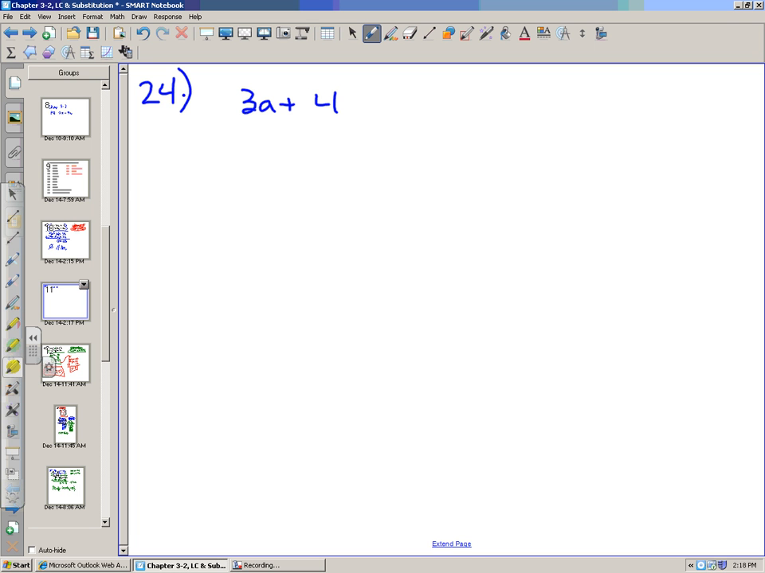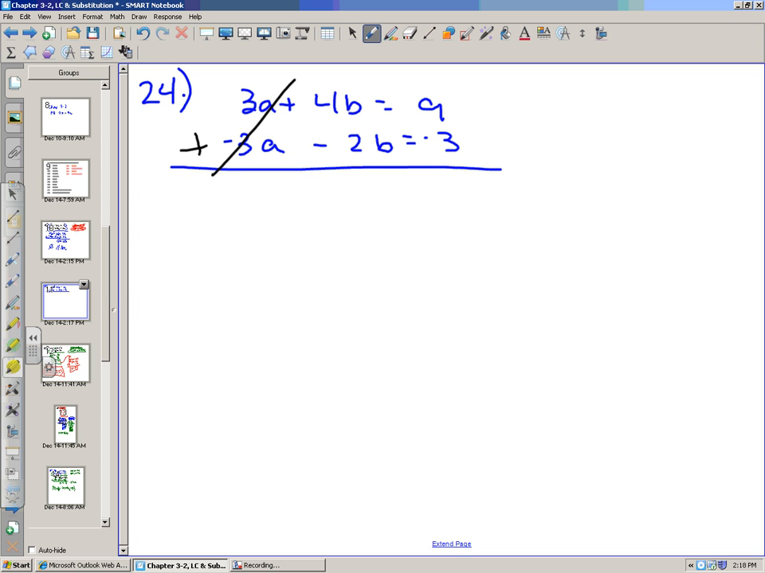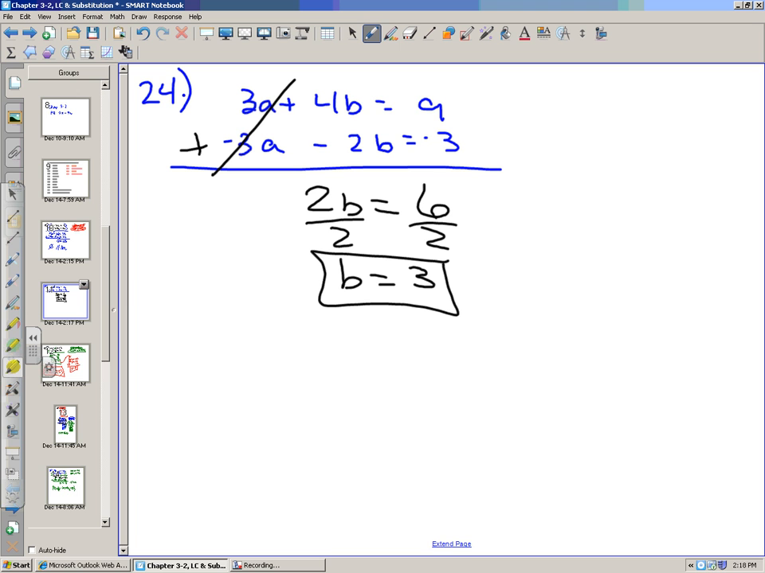3a plus 4b, because it's all about Yoder this period. Negative 3a minus 2b is equal to negative 3. So, what do you notice? The 3a's already cancel out, yes? So those cancel out and you're left with 2b is equal to 6. Divide by 2, b is equal to 3. Do you see that?